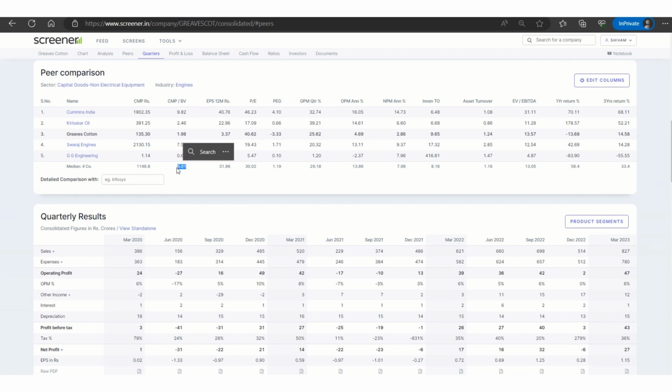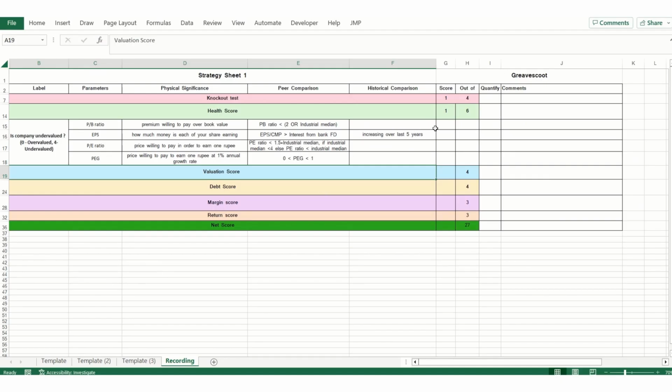Now you want to find out how many companies are taken into account while finding the industrial median. So it is only 4 companies. Okay, so that means that your price to book value is pretty good. It's undervalued. So let's put here 1. Okay, and we can put a score here of 1.98.